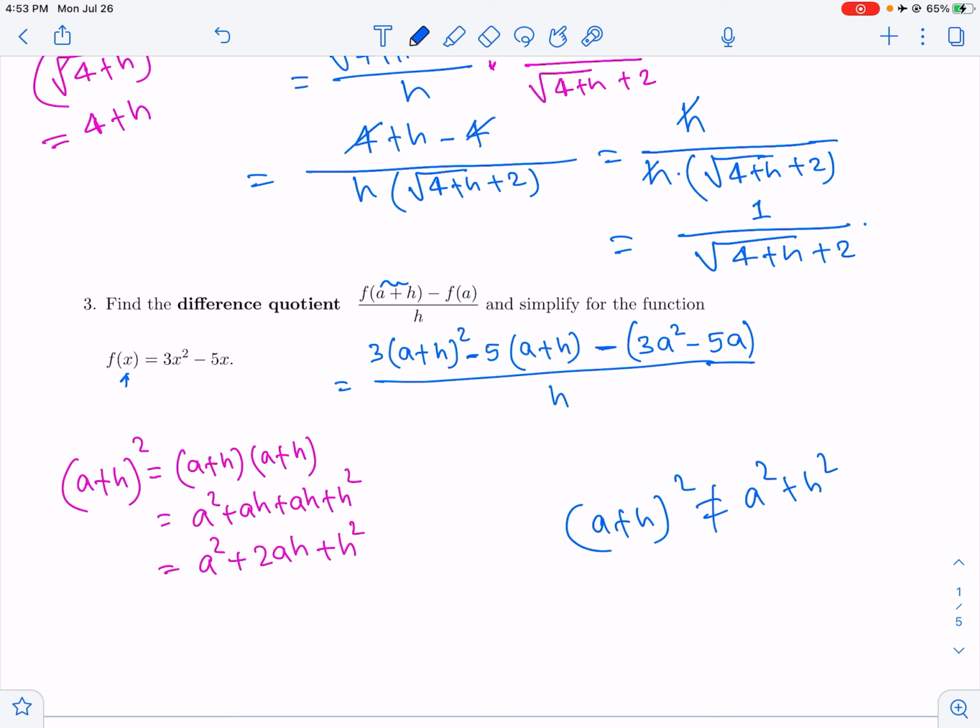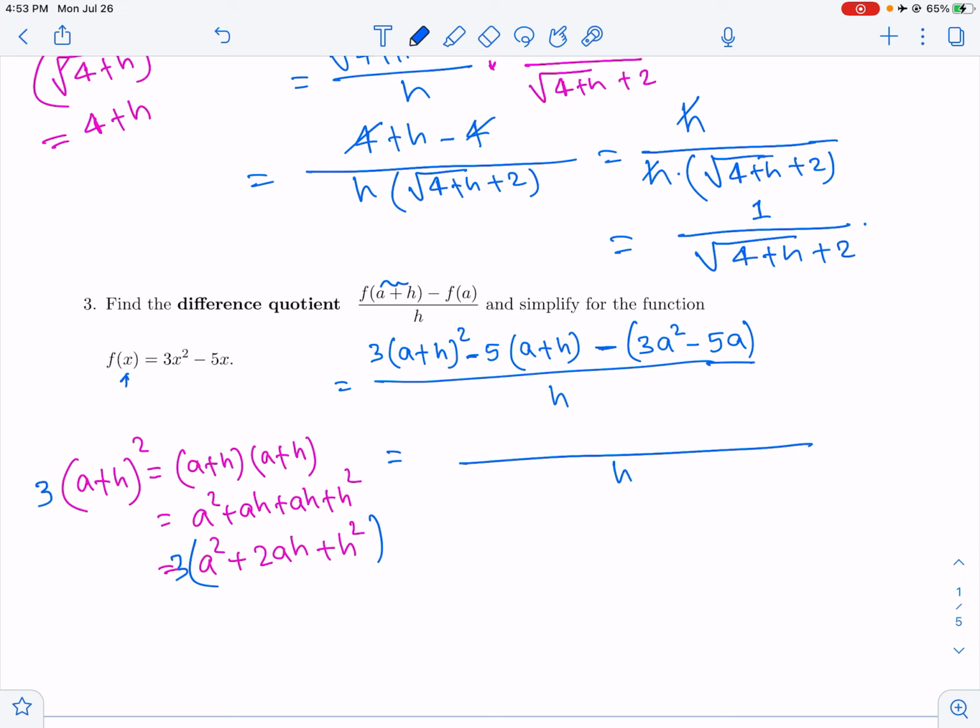And we need to distribute 3 as well. So let me distribute 3 and write over here. So this is going to be 3a squared, 3 times 2, 6ah, plus 3h squared. Okay, coming from here, minus 5. We need to distribute minus 5. Minus 5a minus 5h.